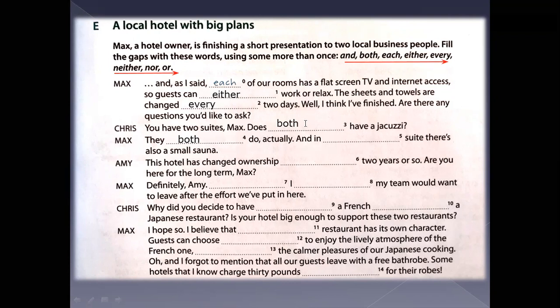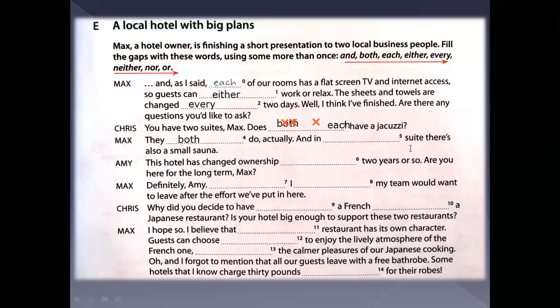And then here, does each have a jacuzzi? Yes. Hold on, how am I going to remove this one? That's right, correct. Instead we should have here each. Have a jacuzzi? Yes, they both do, actually.